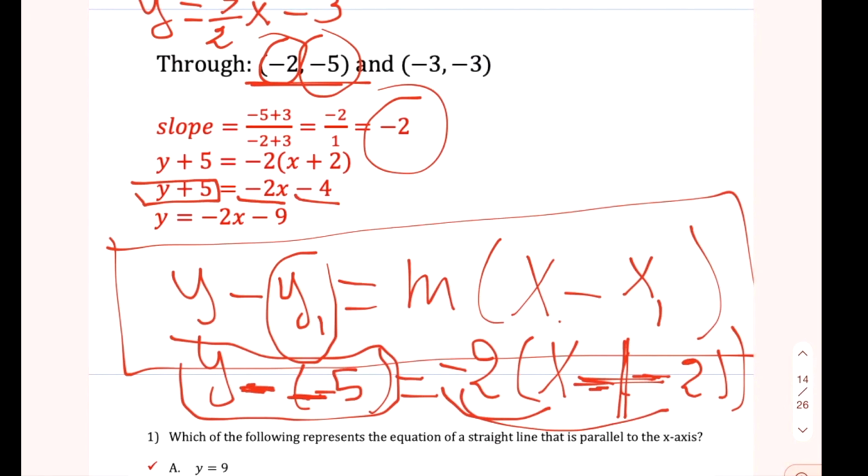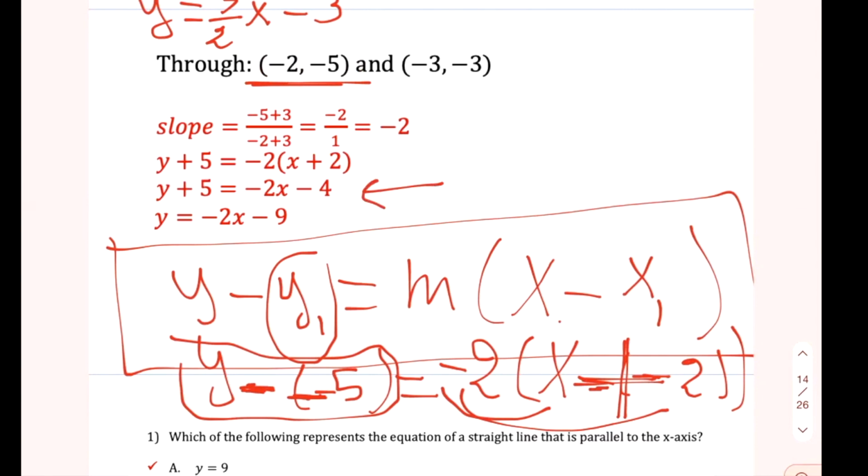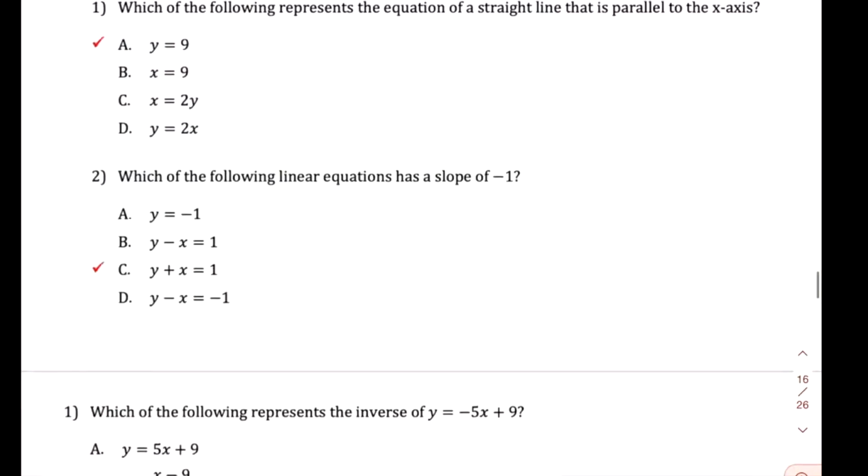Okay, let me clear this so you understand. So I explained to you up to here. What they have done next, they subtracted 5 because they want the slope-intercept form. Minus 5 from each side, negative 4 minus 5 equals negative 9, and you get your slope-intercept form for the equation through these 2 points. Next question: which of the following represents the equation of a straight line that is parallel to the x-axis?